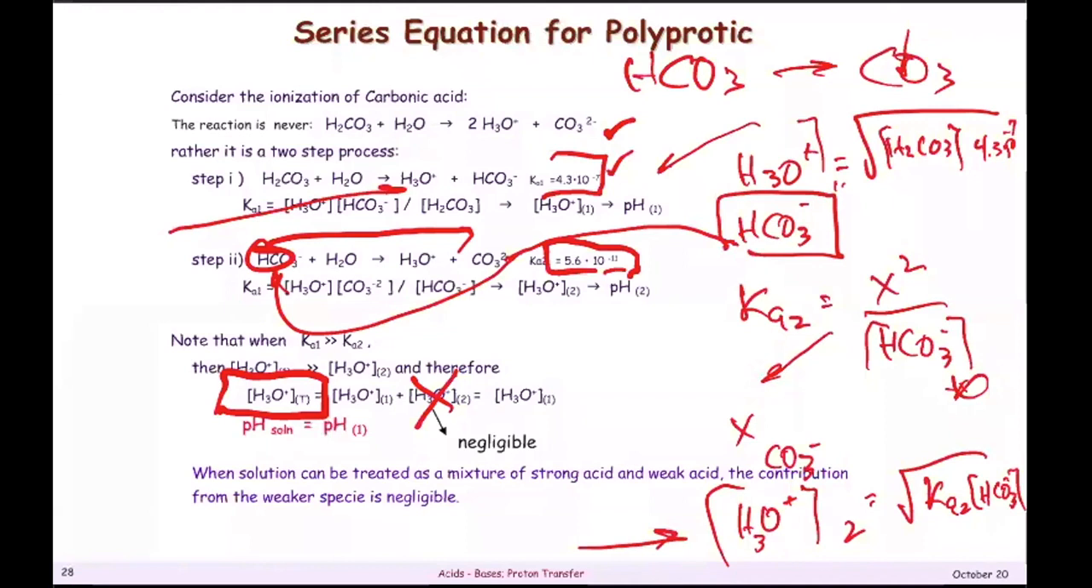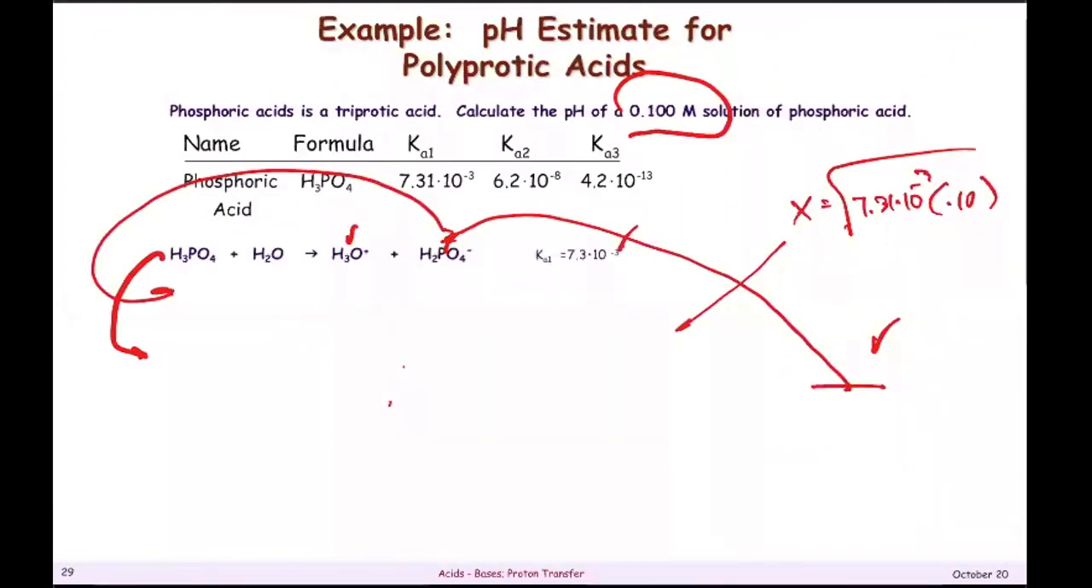You can't, in other words, do this: H2CO3 produces two hydronium plus one carbonate. If you try to solve this problem that way, you won't be able to do so in water, because the first equilibrium has to be almost complete before you can solve the second equilibrium. And that's what we see here as well.